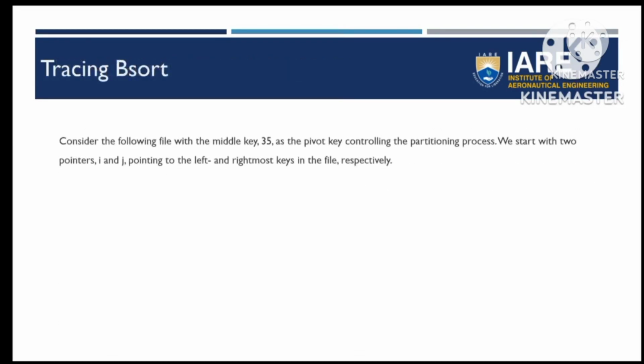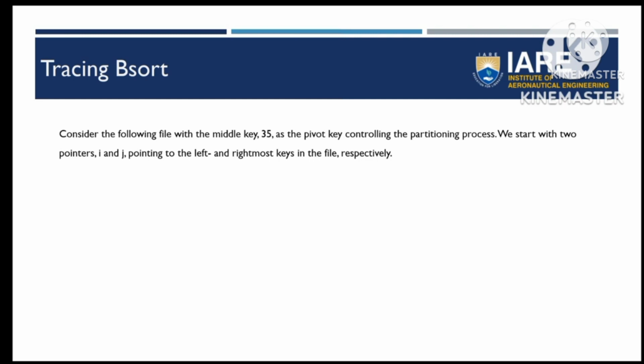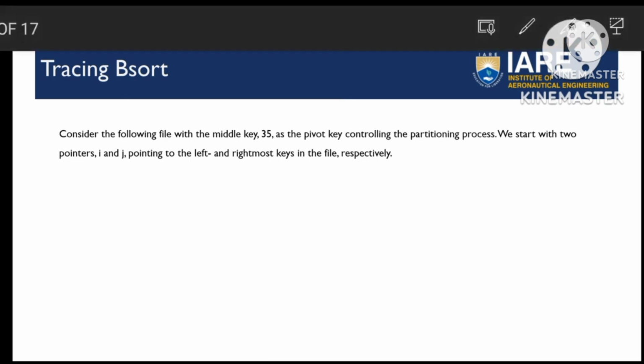Let us see now the tracing. Consider the following file with middle key 35. The middle key, 35, is the pivot key controlling the partitioning process. We start with two pointers, i and j, pointing to the leftmost and rightmost keys in the file respectively.